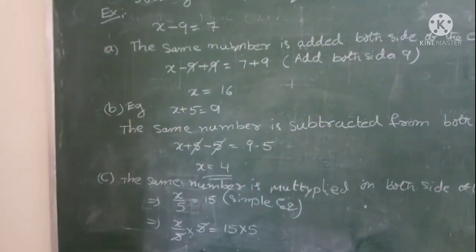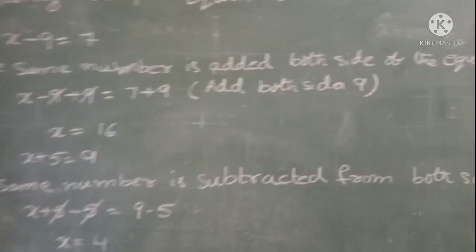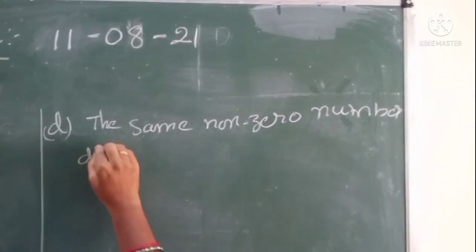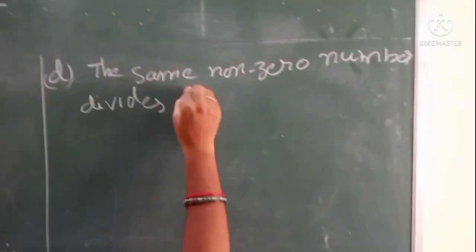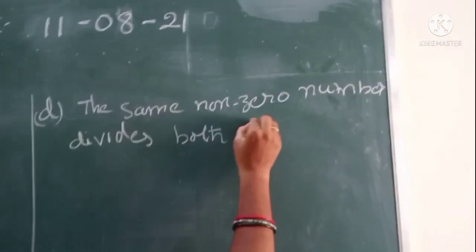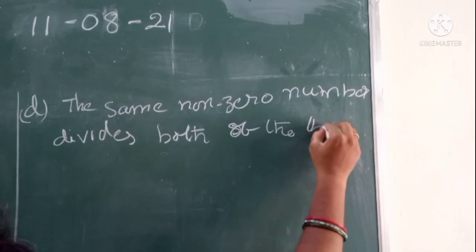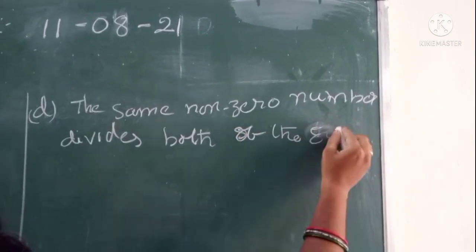The same non-zero number divides both sides of the equation.